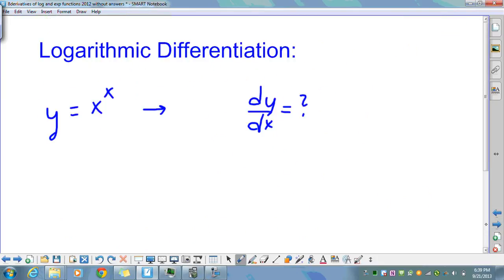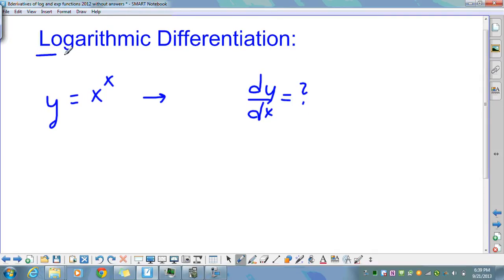And finally, something called logarithmic differentiation. And that, in a sense, has nothing to do with what we've been doing so far. Look at this function. There is no natural log in here. There is no e to the x in here. But what we do is we introduce natural log ourselves. So I'm going to go through the solution relatively quickly.